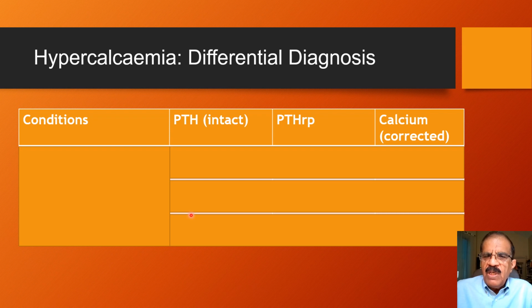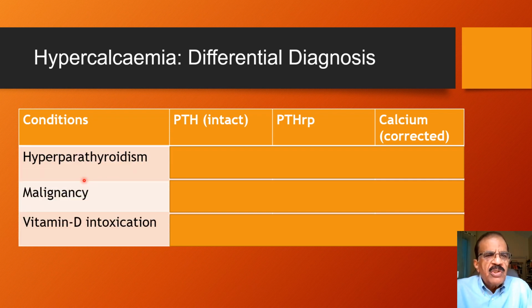Now, this is how we interpret hypercalcemia. I would like to have your attention here because this is my favorite slide. There are three conditions I would like to discuss: hyperparathyroidism, malignancy, and vitamin D intoxication. So you have a patient with hypercalcemia, and you are going to differentiate between the three. You already know that chances are that it is hyperparathyroidism, because statistically 75% would have hyperparathyroidism, only 15% would have malignancy, and less than 10% would have vitamin D intoxication.